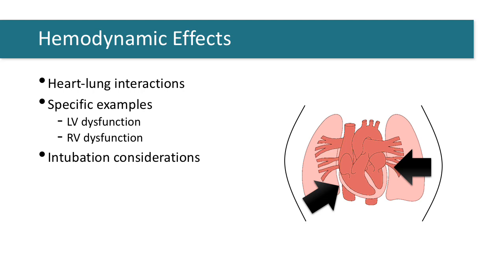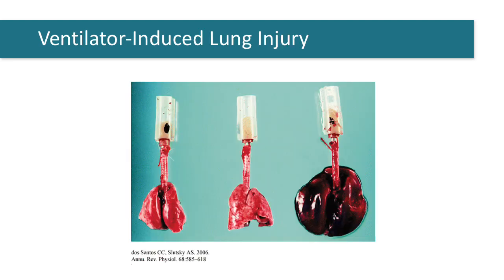These hemodynamic consequences of positive pressure ventilation must be borne in mind when intubating and setting the mechanical ventilator. The second major harm of mechanical ventilation that must be borne in mind is the risk of ventilator-induced lung injury. When the ventilator applies excessive pressure and volume to the lung, it can overstretch regions of the lung, resulting in potentially serious inflammation and injury.